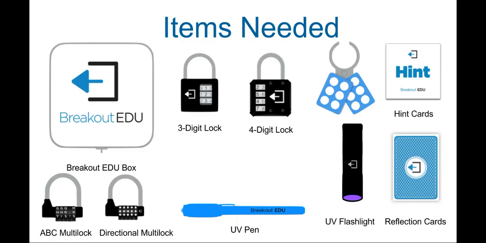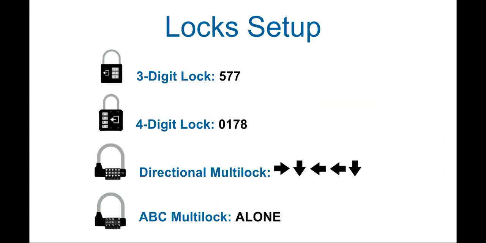These are the items needed for this game. First, set your locks to the following combinations. The 3-digit lock is 577, the 4-digit lock is 0178, the directional lock is right, down, left, left, down. The letter lock is "alone".